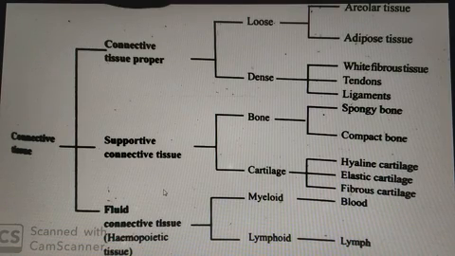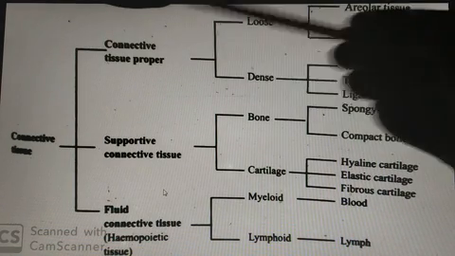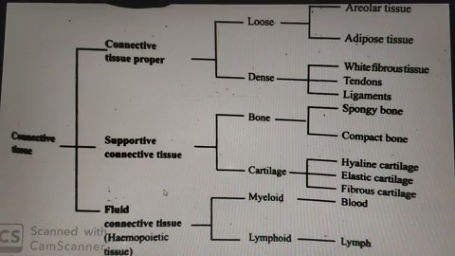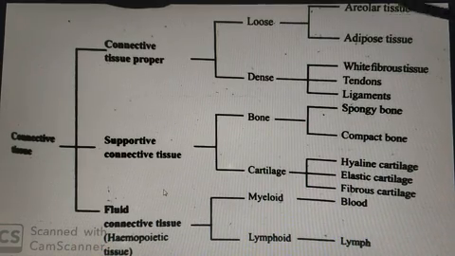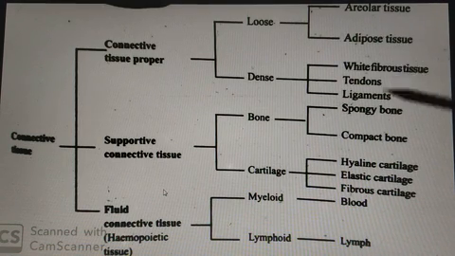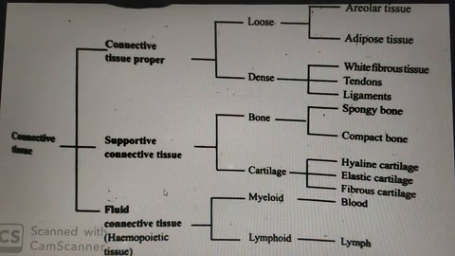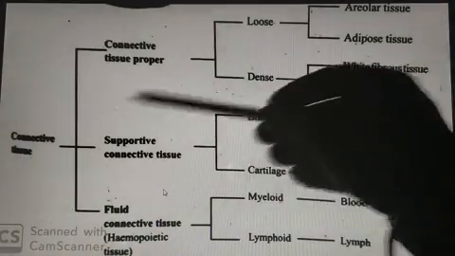In the last video, we discussed connective tissue proper. We discussed areolar tissue, adipose tissue, tendons, ligaments, as well as white fibrous tissue. In this video, we will discuss supportive connective tissue.